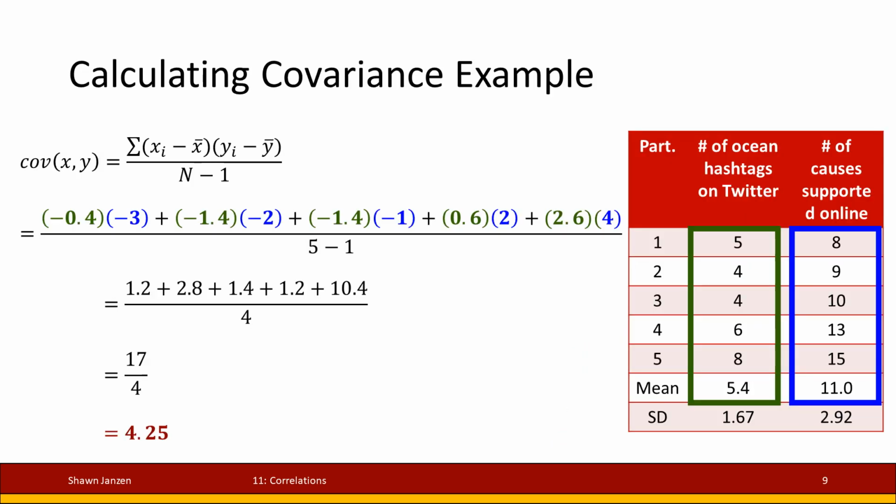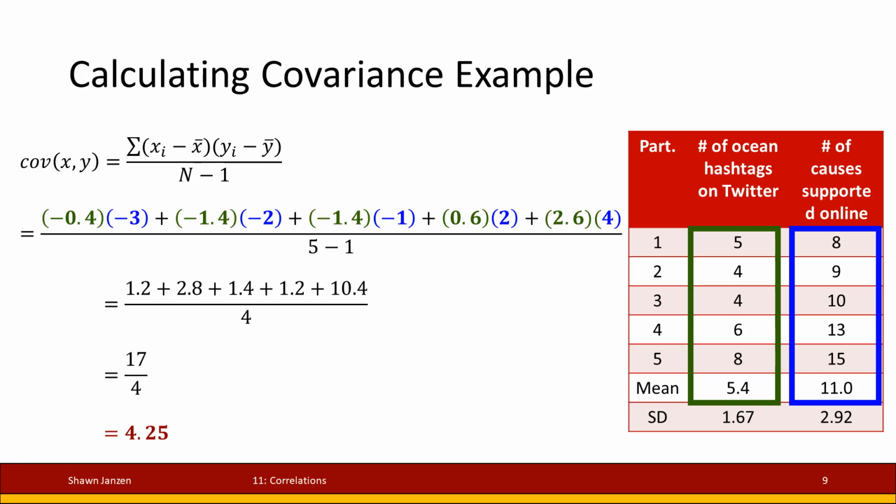I'm using the same data here from the number of ocean hashtags and the number of online causes. And so in the green, I have the ocean hashtags circled, and it has a mean of 5.4. So I'm going to take each one of those values. 5 minus 5.4 gives me negative 0.4. And if you look over in the numerator of the long line there of different values, the first one is negative 0.4. Look across to its matching partner there on participant number 1 with 8 online causes minus its mean of 11 gives us a difference of -3, and that's the first value there next to -0.4.